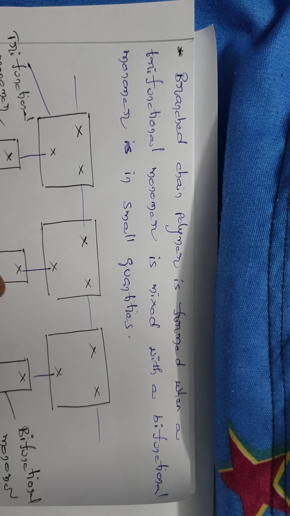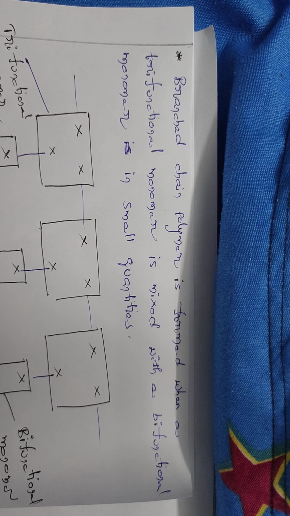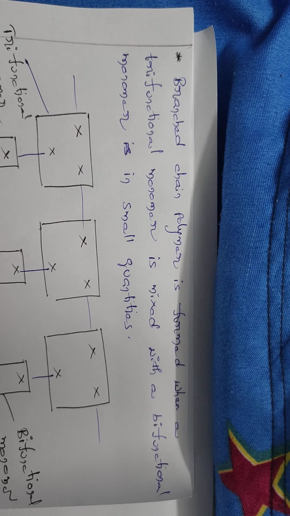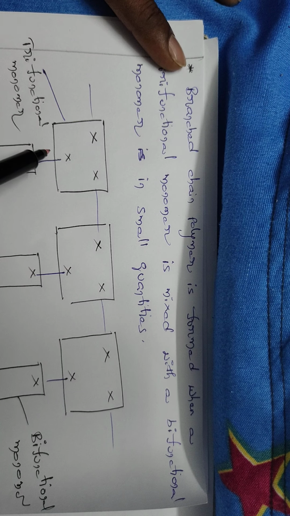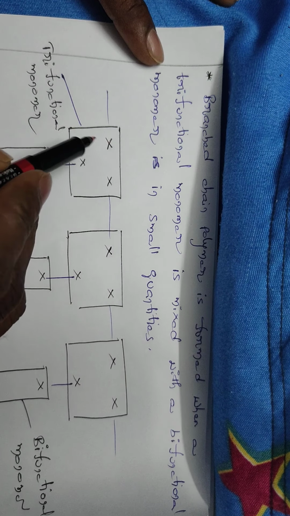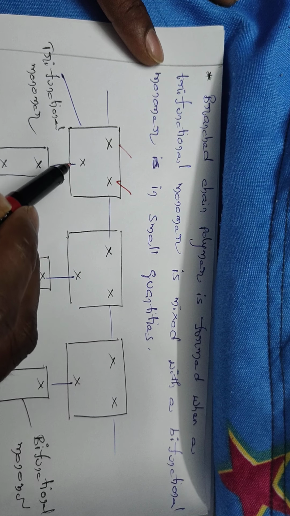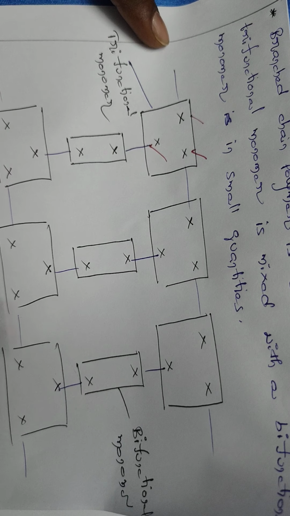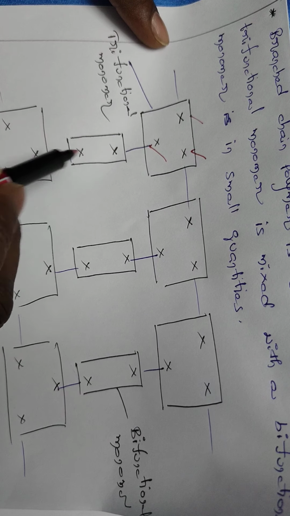And then branched polymers. How is a branched chain polymer formed? A branched chain polymer is formed when a trifunctional monomer is mixed with a bifunctional monomer, or a bifunctional monomer is mixed with a trifunctional monomer. For example, this is a trifunctional monomer, because it has three active bonding sites, 1 2 3. And this is a bifunctional monomer because it has two active bonding sites.